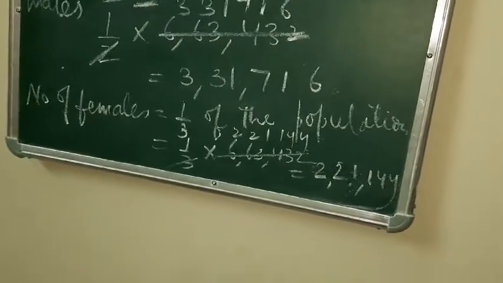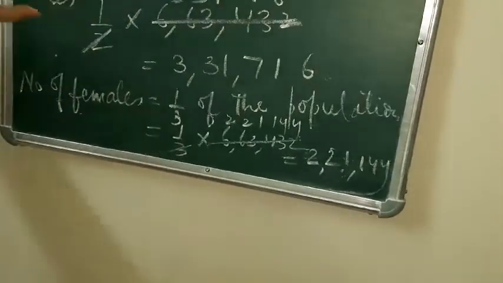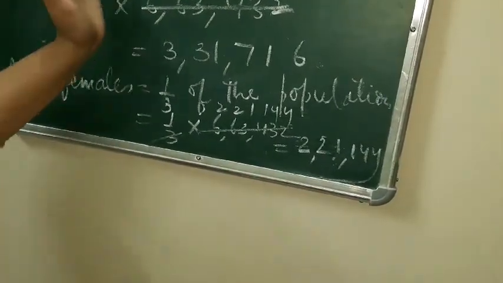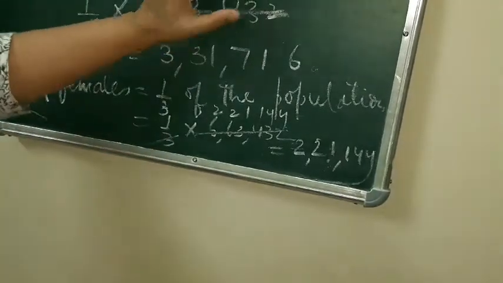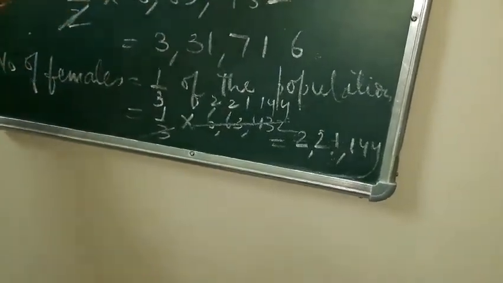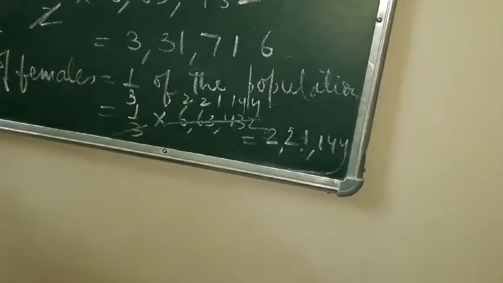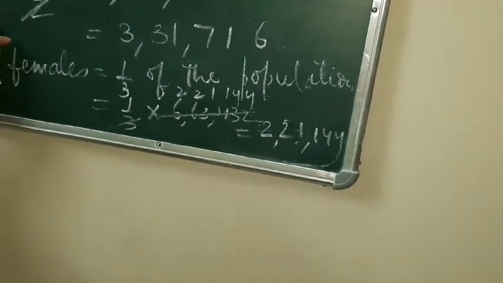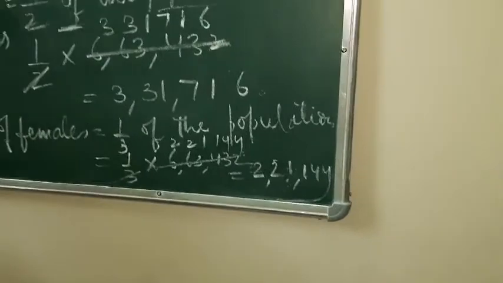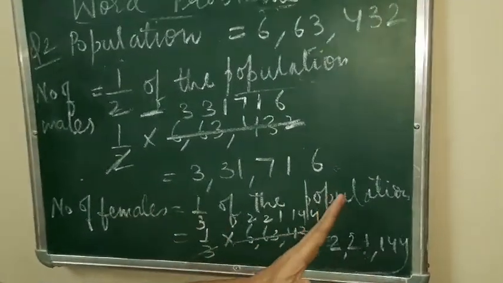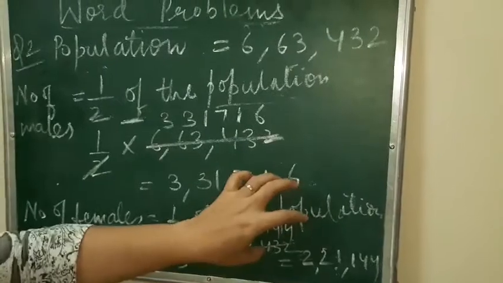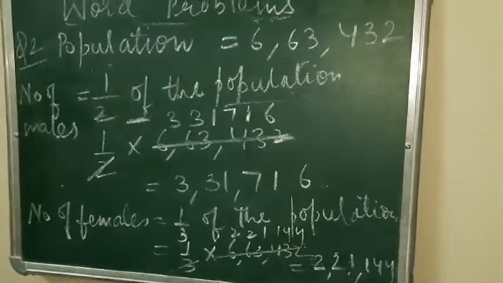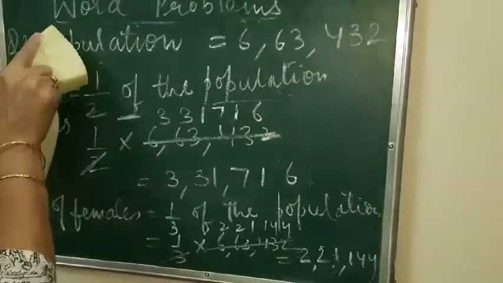So is the question clear? Population of a city was given this much. Number of males are not given in number. Just an information is given that number of males are half of the population. Half of the population means whatever population is given, you will take its half. That means you will multiply it with 1 by 2, and whatever answer you get will be your number of males. Number of females, again, is just information, not given in numbers. It is just given 1 by 3 of the population. So 1 by 3 multiplied by the population given. Solve it, you will get the answer. This answer will be your number of females. Now you have to find the number of children.